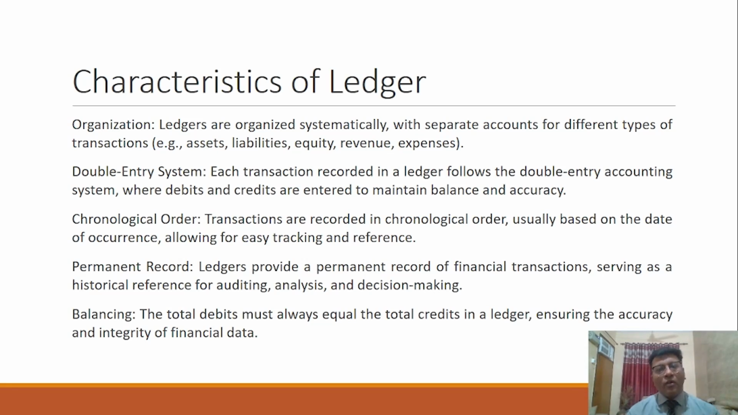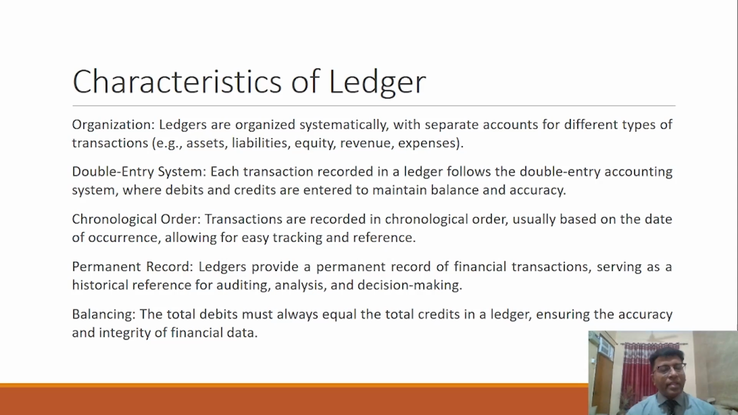Okay, first of all, it is very important to know about the characteristics of the ledger. How will you identify that we are preparing the ledger or we are maintaining the ledger? The very first thing is organization. Ledgers are organized systematically. It means whatever transactions you are going to record in the ledger, you are posting with separate accounts for different types of transactions. For example, maybe you are recording transactions related to assets, liabilities, equity, revenue, and expenses. So you have to organize systematically and maintain a separate account in the ledger.